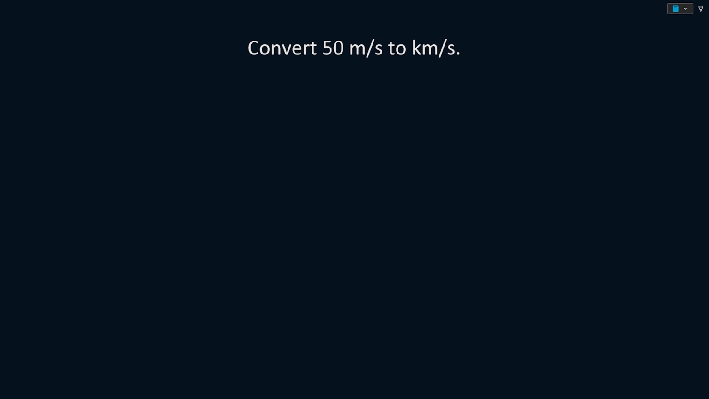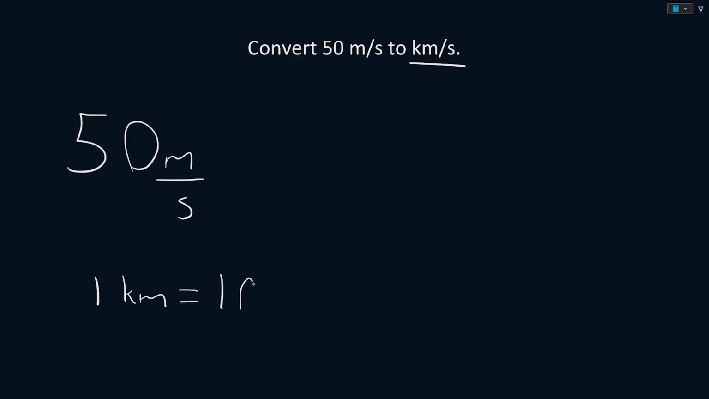Convert 50 meters per second into kilometers per second. We were given 50 meters per second, and we want to convert them to kilometers per second. We know that 1 kilometer is equivalent to 1,000 meters.